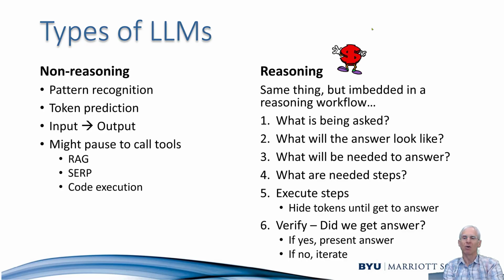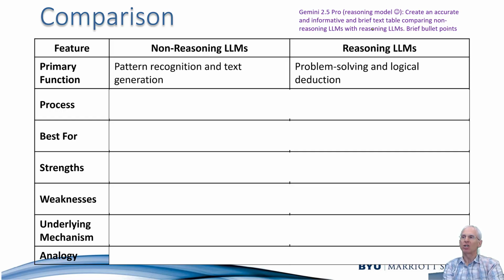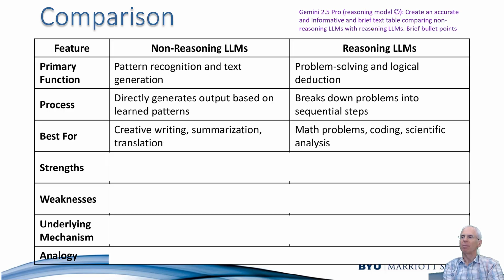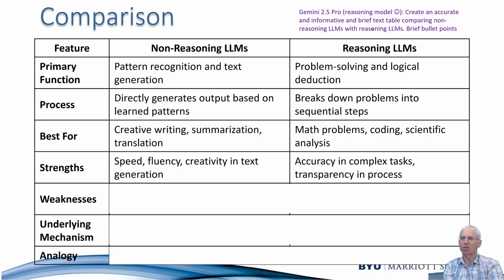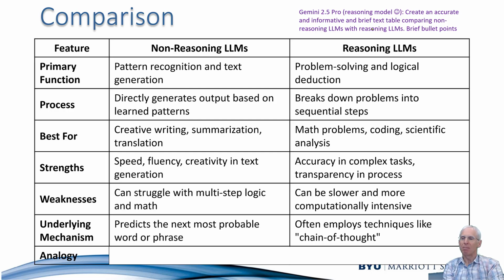You're just wasting tokens and computing power and time as well. So something we have to manage is type of reasoning. A comparison here, I have a meeting coming up, so I have to kind of shortchange this. They have different functions, different processes, they're best for different purposes, they have different strengths and weaknesses, different underlying mechanisms, different analogies.